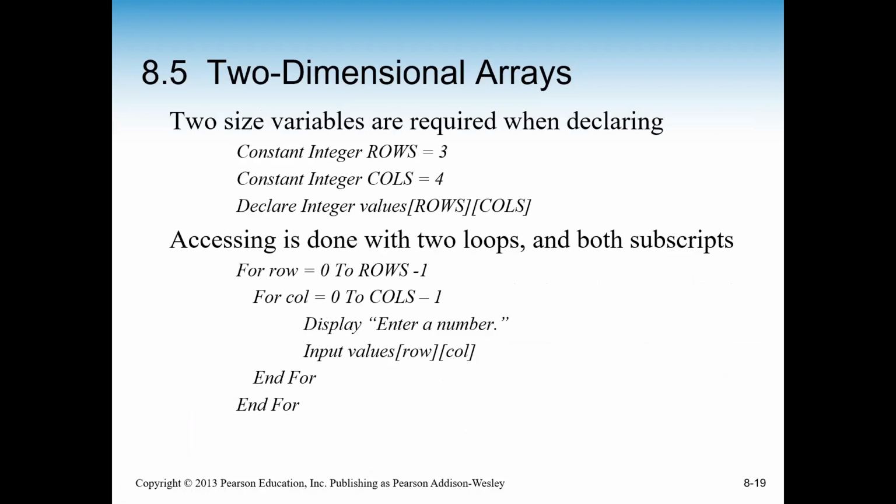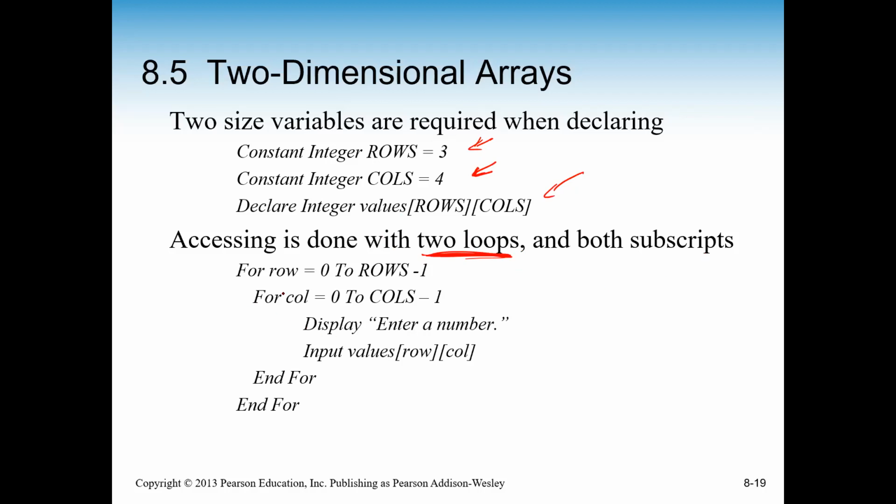All right, so you can see that now we have 2-dimensional arrays. We have 2 size variables required when declaring this. So we have the number of rows, which is 3, and the number of columns, which is 4. And then we have the array. So the array is now declared with values, rows, and columns. And then accessing is done with 2 loops, for both subscripts.